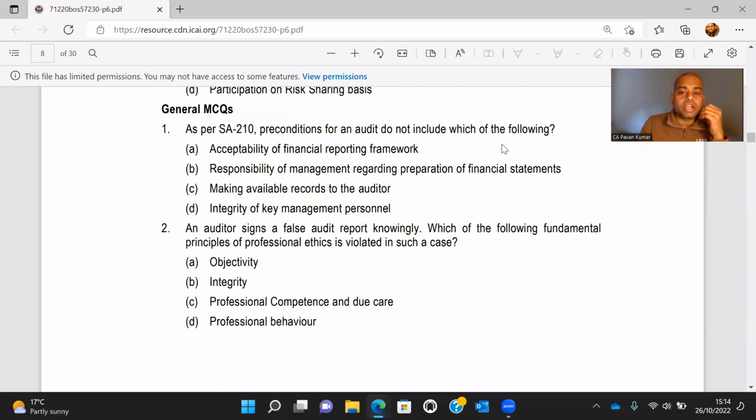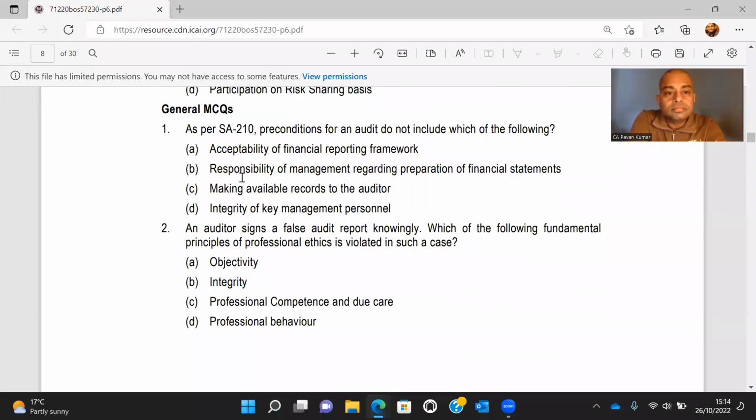Yes sir. Okay, so read question number 1, please. As per SA 210, preconditions. Wait a minute. What is SA 210? Can someone text me in the chat box? Terms of audit engagement. Very good. Read.